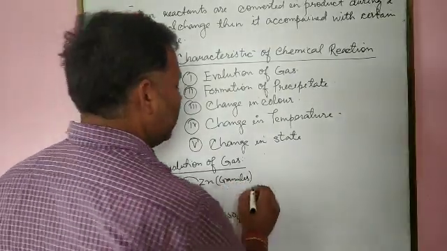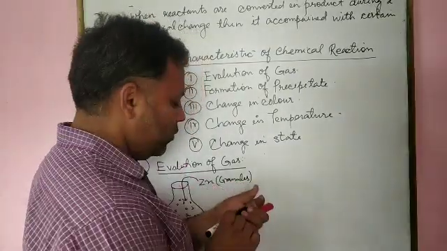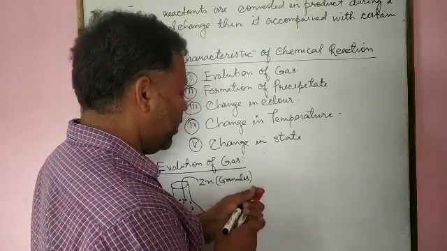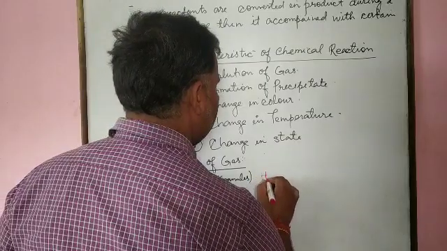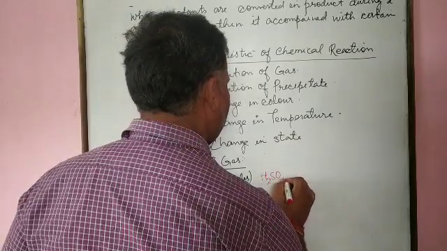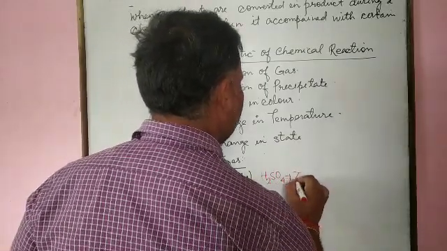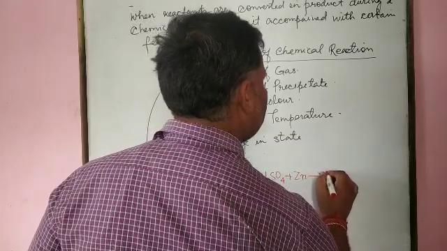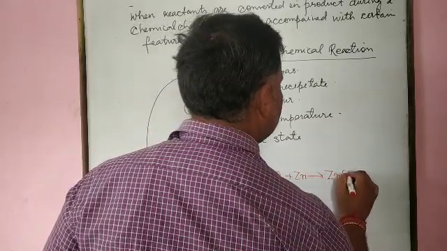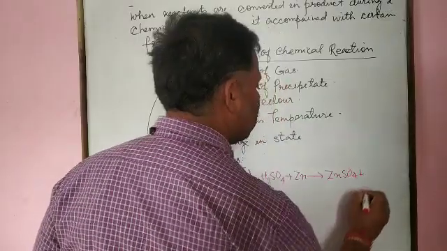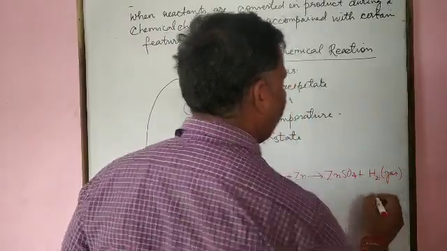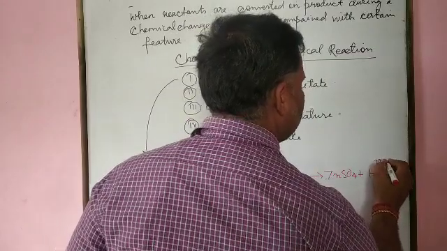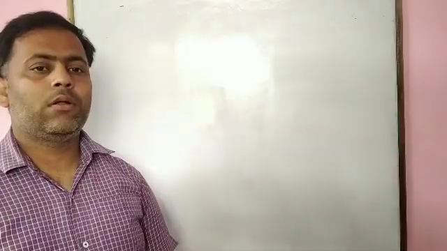For example, when sulfuric acid, H2SO4, is reacted with zinc, it forms ZnSO4 plus H2 gas. The evolution of gas is in the form of bubbles.